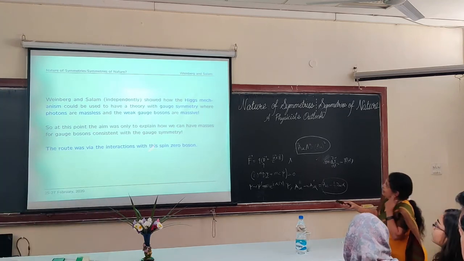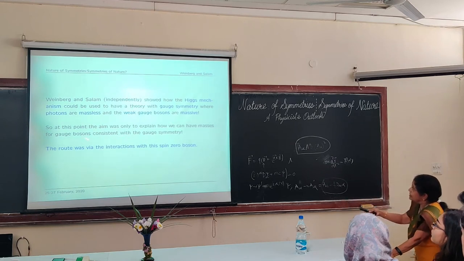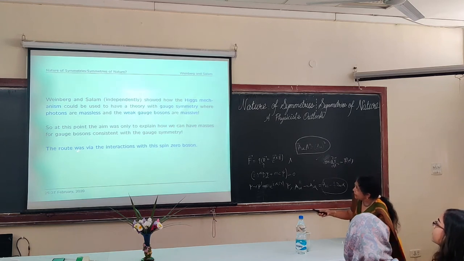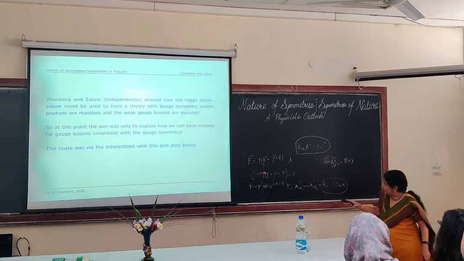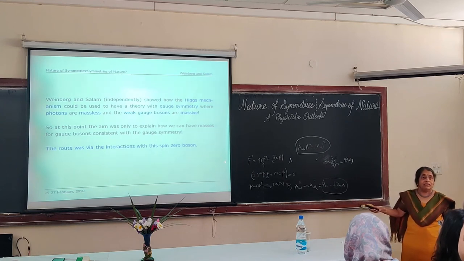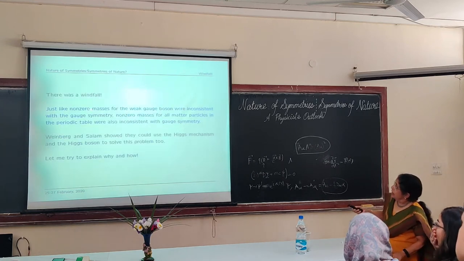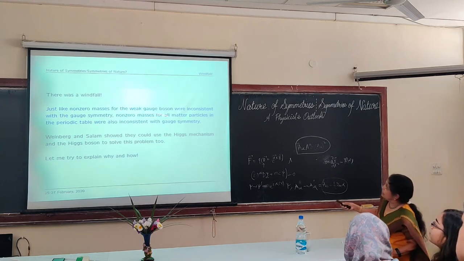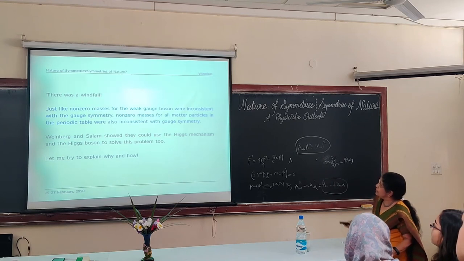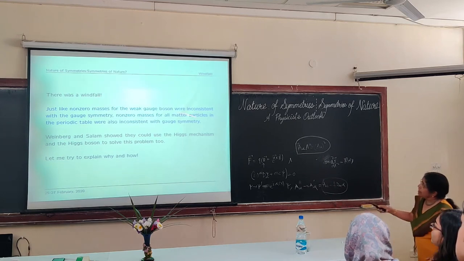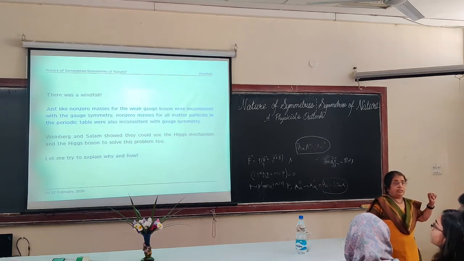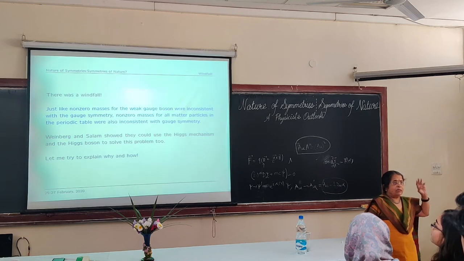So they really wanted to explain how we can have masses for gauge bosons which are consistent with the gauge symmetry, and the route was through the interactions with the spin zero particle. Exactly like this, okay? That's why I'm bringing this again here. Alright. And actually there was an additional windfall here. The same process which gave non-zero masses for the weak gauge bosons actually made it possible for all the matter particles in the periodic table, that is all the fermions, to have non-zero masses. And why should I jump up and down about it? That I should try to explain to you.